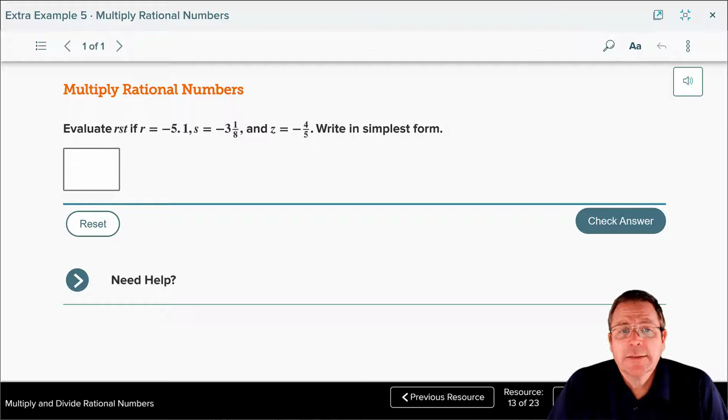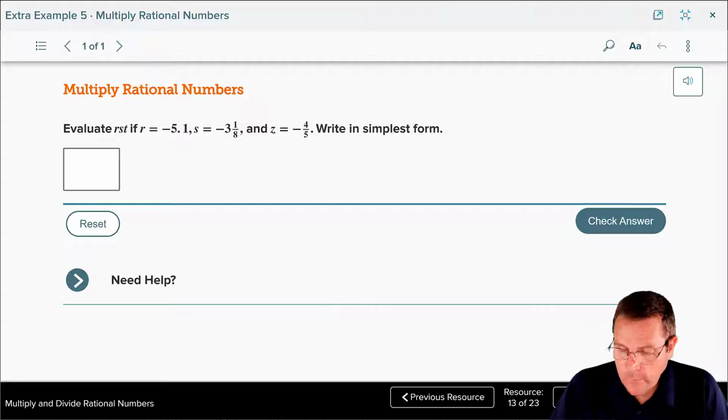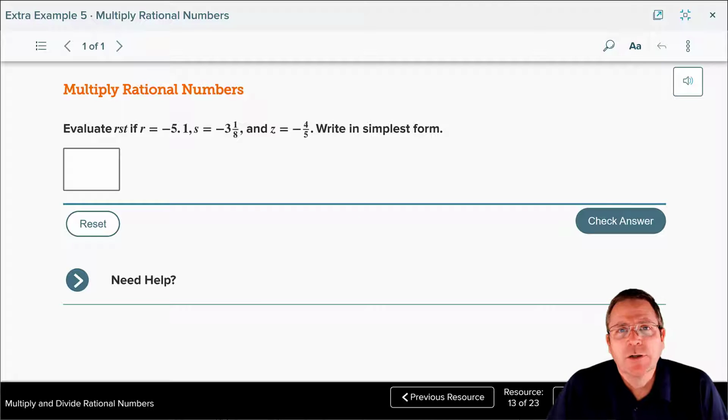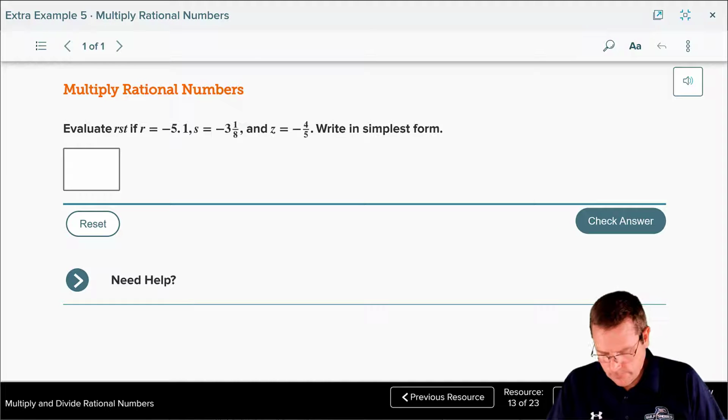R times S times T, where R is -5.1, S is -3 1/8, and Z is, I'm thinking that Z is supposed to be a T right there, so we're going to pretend that Z is actually a T, and that is going to be -4/5. Go ahead and pause the video and work the problem.